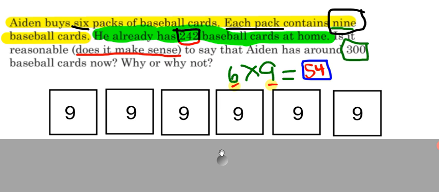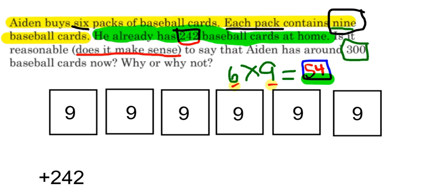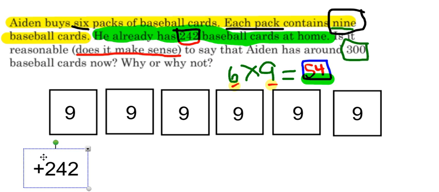What do you think we need to do to know about how many cards he has in total? Correct. We need to go ahead and add the 54 cards that he just bought and the 242 cards that he has at home. So we're going to go ahead and add that. Okay. 54. Okay.